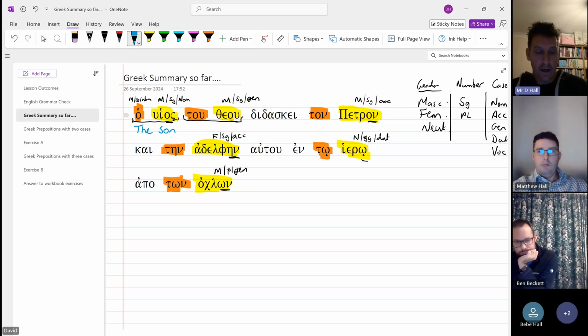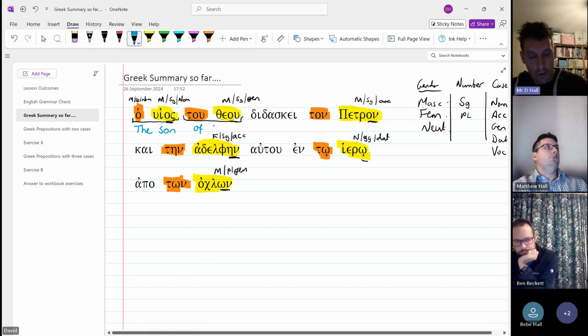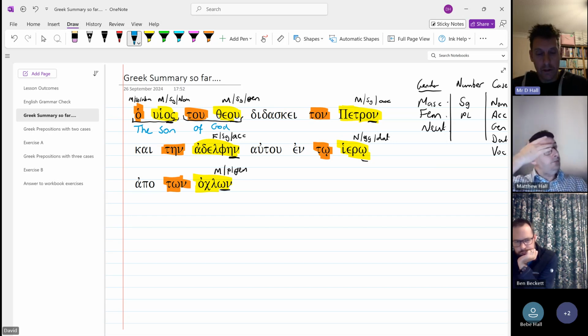Because it's in the genitive, that would be written as "of God." Okay, so the Son of God. And we talked about the fact that when we refer to God, particularly God in heaven, in the New Testament, you'll find that it has the article. So we don't write the Son of the God. We write the Son of God. It means the Son of God.